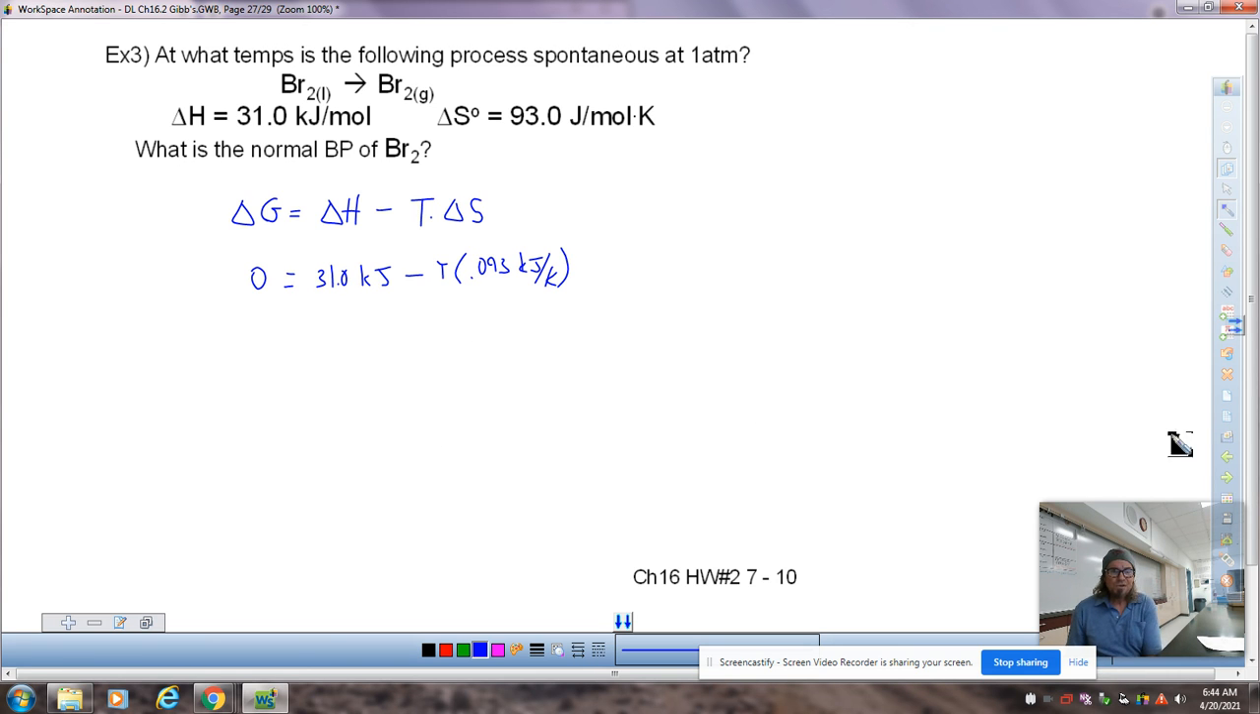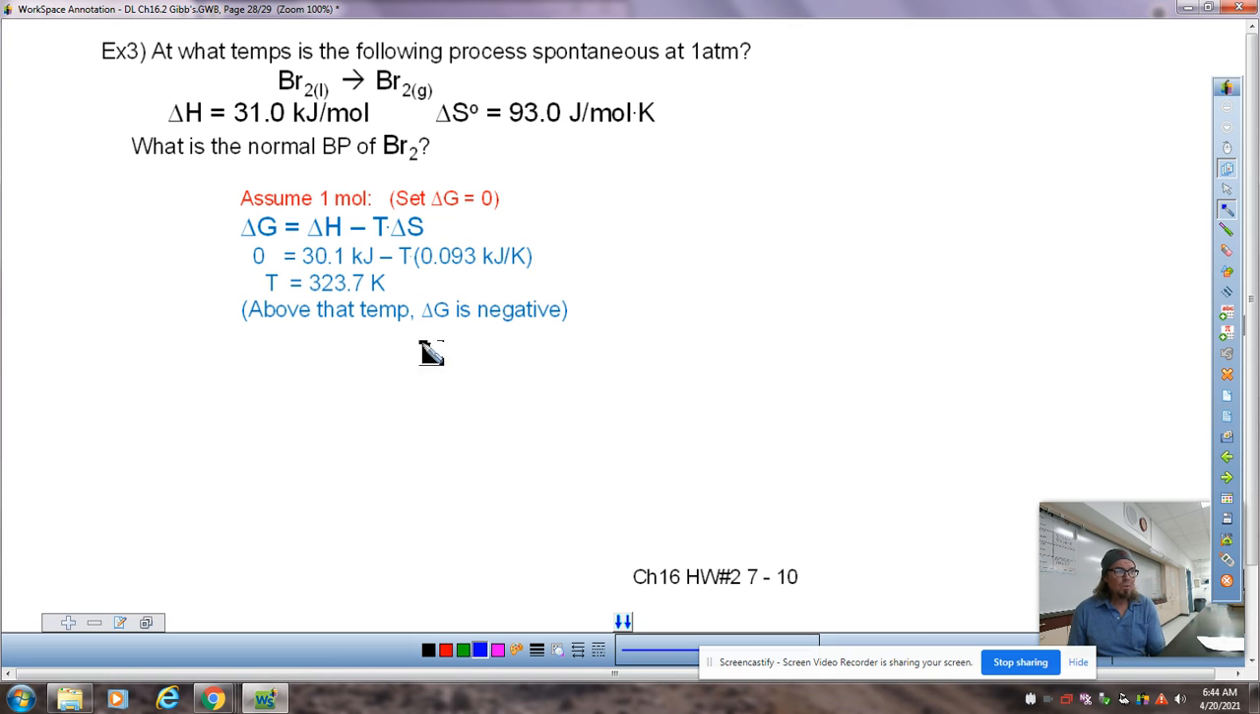Then we solve this equation to see what T comes out to be. And we get that T comes out to be 323.7 Kelvin. Okay, so now remember, we're trying to decide at what temperature this process is going to spontaneously occur, that the liquid bromine boils. So 323.7 Kelvin, if you plug that in here, we need this term to be larger than this term so that the delta G is negative. So that tells me I want to go to 323.8, right? 324 Kelvin is going to be my temperature where that occurs.